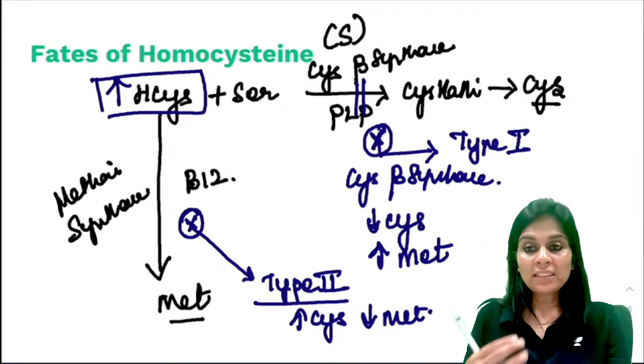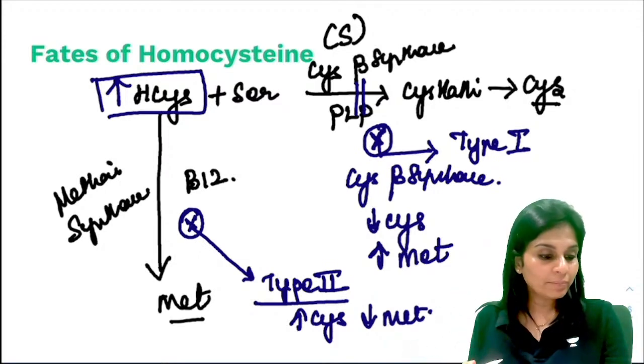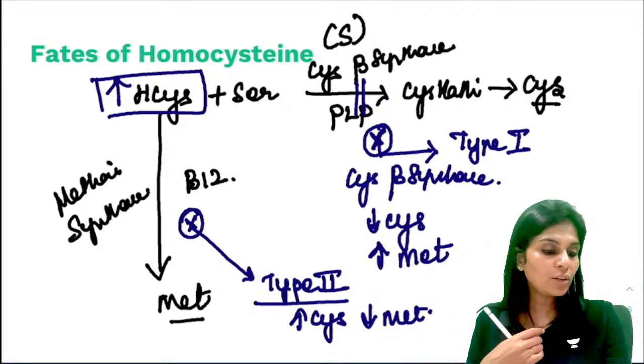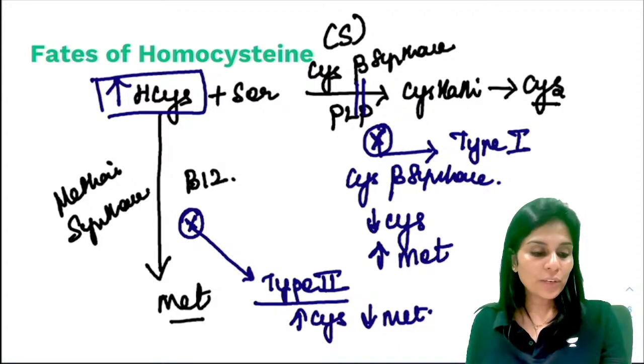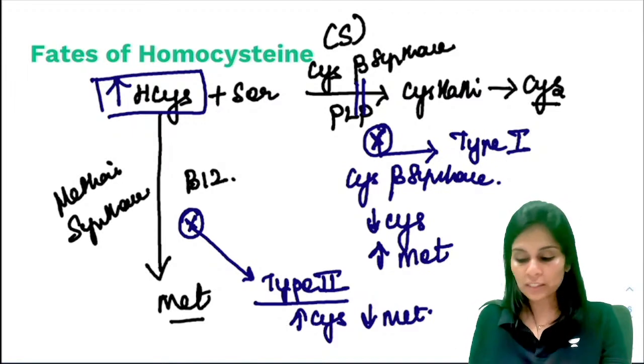So all of you repeat it along with me from wherever you are. In B6 deficiency also methionine level will be high. Yes, that's what I'm going to tell you now. Listen to this for some time.